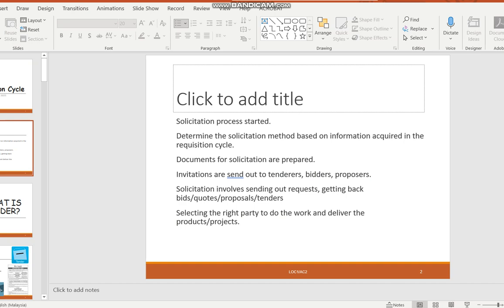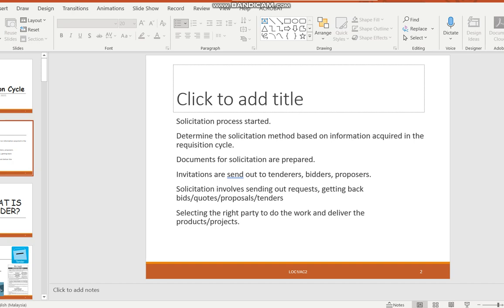So when the solicitation process starts, we start off from understanding the information that we got from the requisition cycle, and the requisition cycle will have all the documents, legal documents, all prepared. And then from here onwards, you need to start to prepare the solicitation documents. It's not the legal documents, because in a requisition you're preparing the technical and the legal documents. But in solicitation, you need to prepare the solicitation documents, such as the tendering documents, okay?